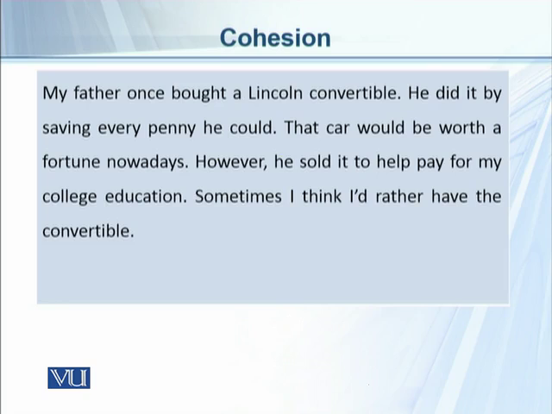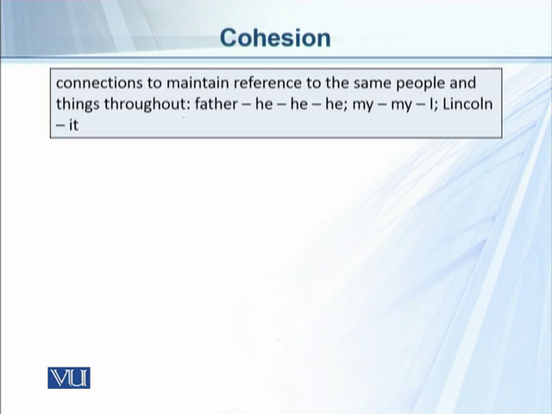It has certain connectedness or cohesive elements in it, which are there to make the whole text understandable as one unit. For example, there are connections to maintain reference to the same people. We can find certain pronouns or names which connect people or things. For example, he for father, my and I for the narrator, the writer, and Lincoln and it for the convertible car. So these connections help us understand the meaning of the text.